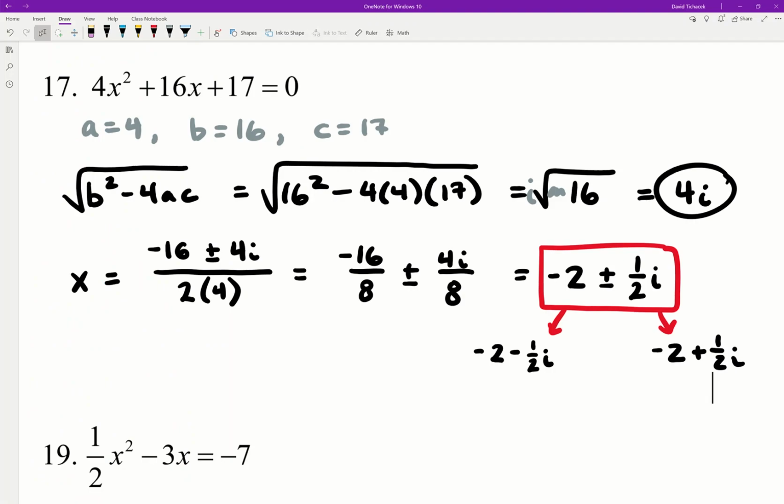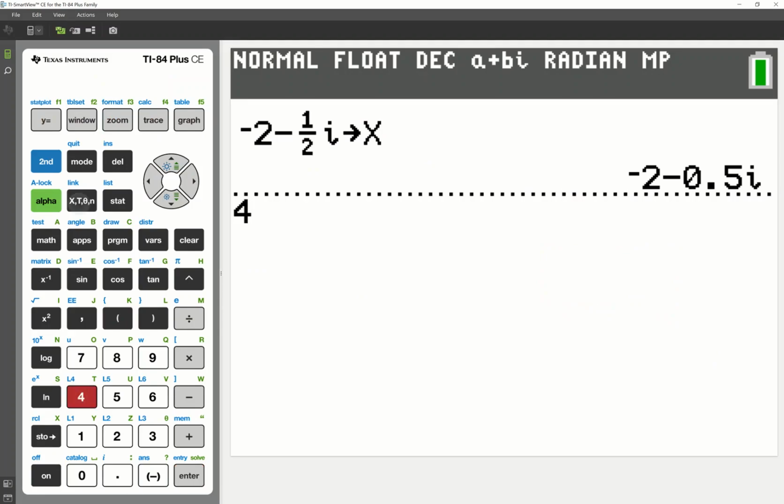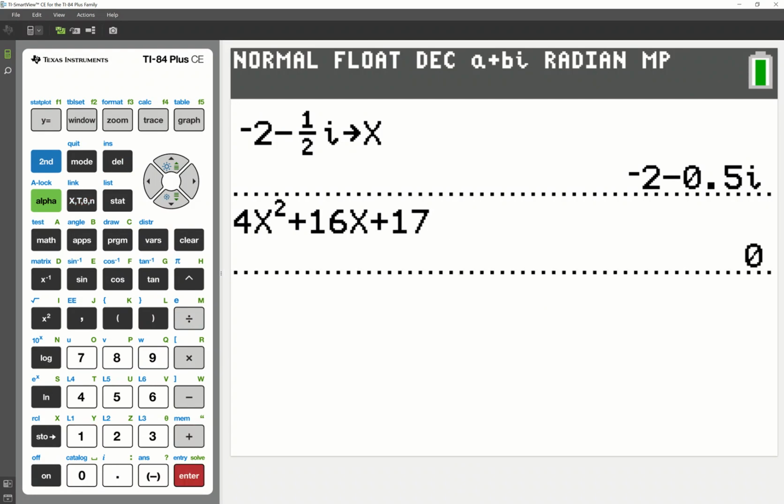And now what I'm going to do is type in the left-hand side of my equation, which is 4x squared plus 16x plus 17, and I'm going to see if it really does give us 0 in the calculator. Okay? So let's go ahead and type that in. So we have 4x squared plus 16x, oops, and then plus 17. And if this is the right answer, it should give us 0. And it does. So that's pretty good. Okay, let's check the other solution.